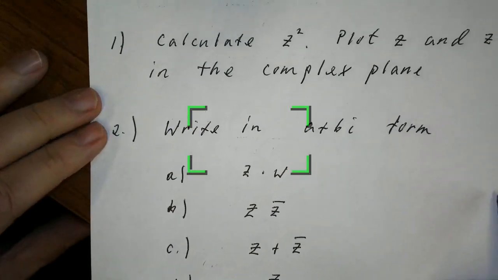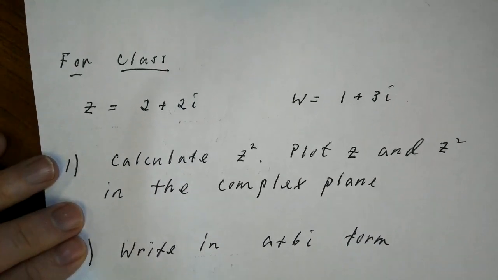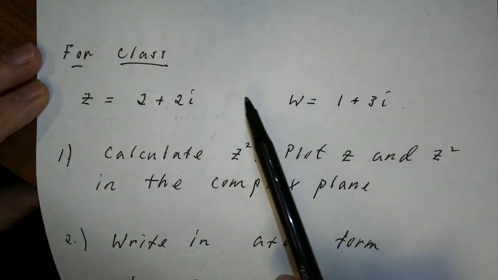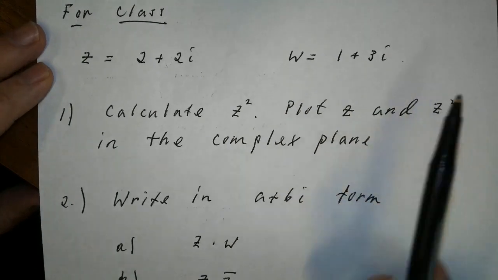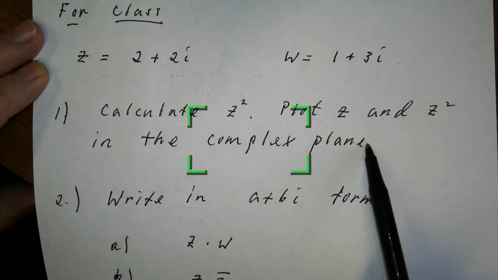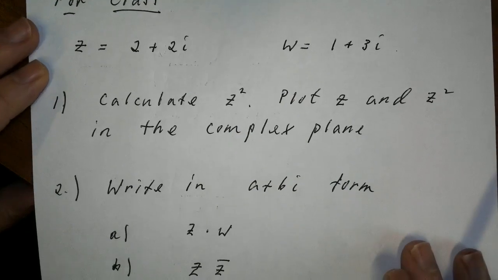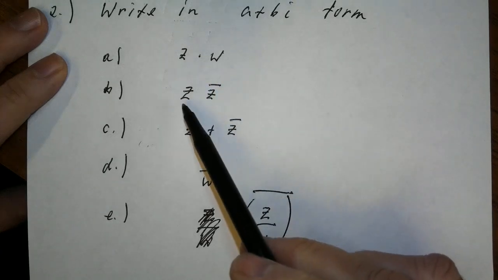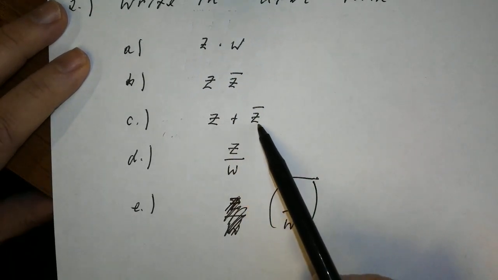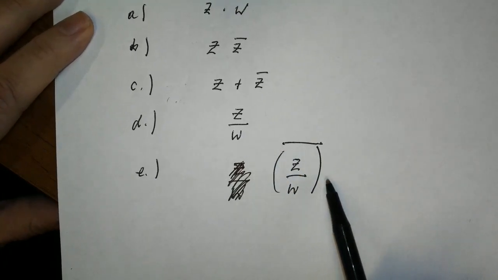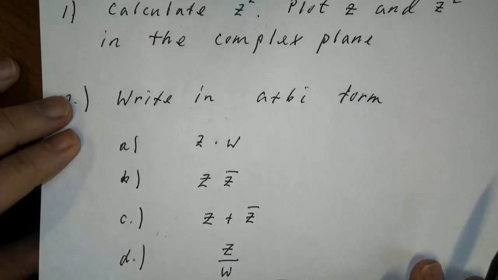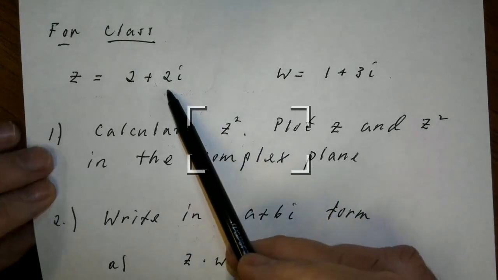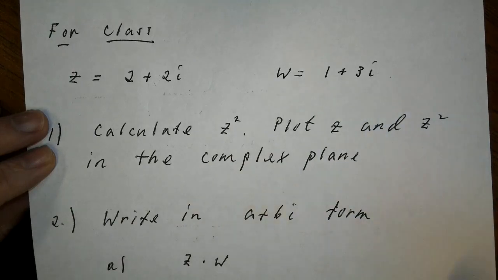Here are some problems for you to do in preparation for class. The complex number z equals 2 plus 2i, w is 1 plus 3i. Calculate z squared, plot z and z squared in the complex plane. Calculate each of these quantities: z times w, z times z bar, z plus z bar, z over w, and the conjugate of the quantity z over w. Write each of those quantities in the form a plus bi.